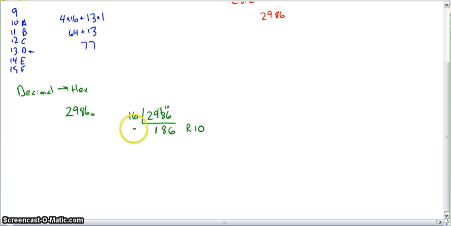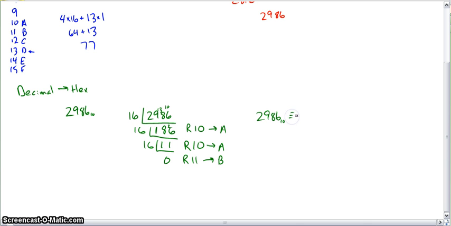Alright, so now the reason we set it up like that is now we divide again. 16 goes into 18 once with a remainder of 2. 16 goes into 26 once with a remainder of 10. Divide by 16 again. 16 goes into 11 0 times with a remainder of 11. And this, going backwards, is our hex number. Remember, 11 is B, 10 is A. So that means 2986 decimal is equivalent to BAA in hex.